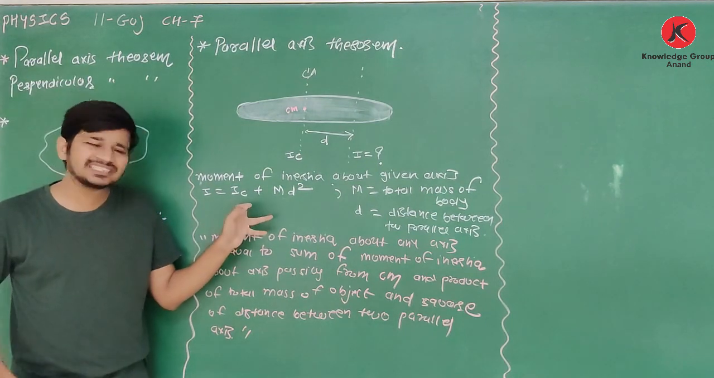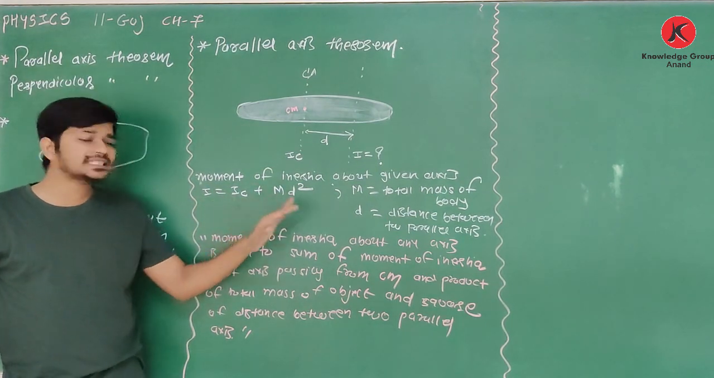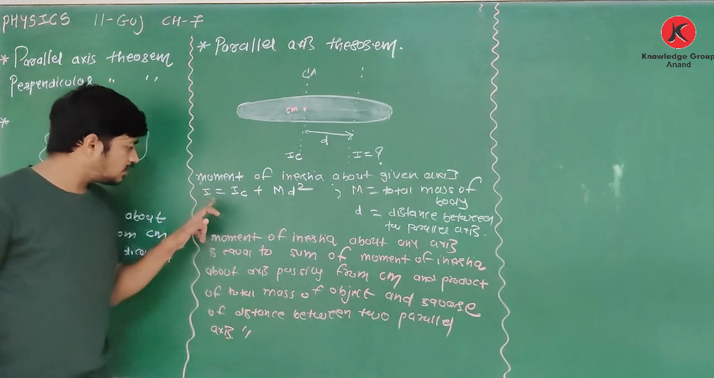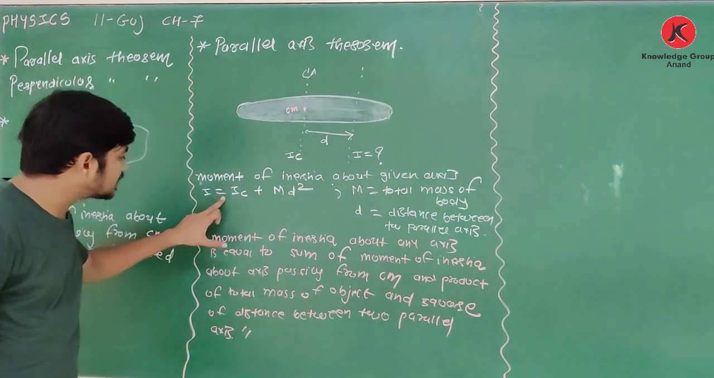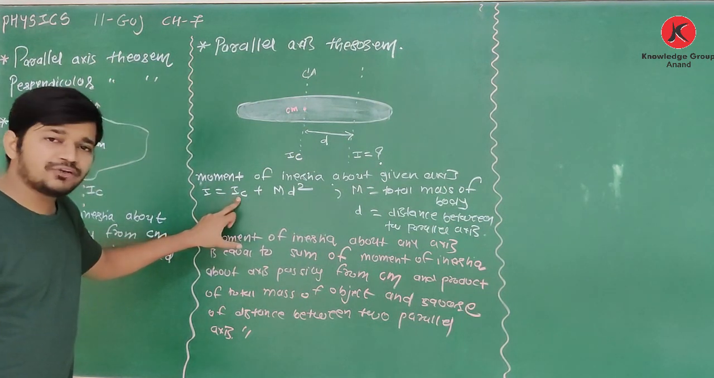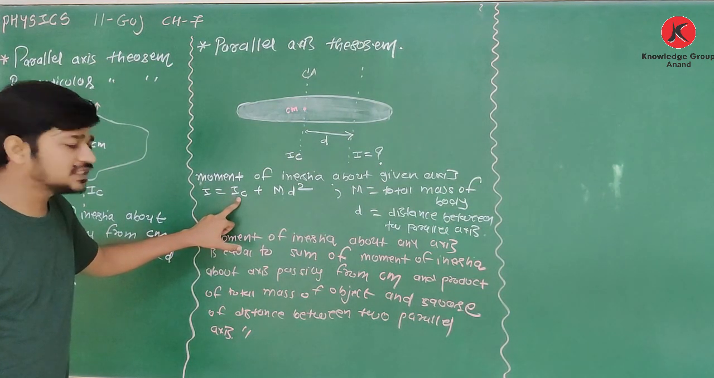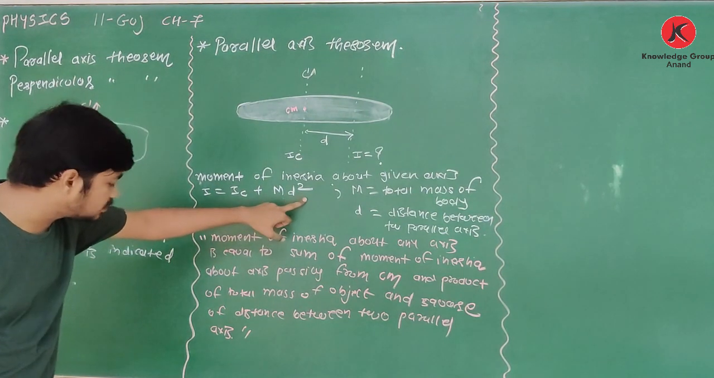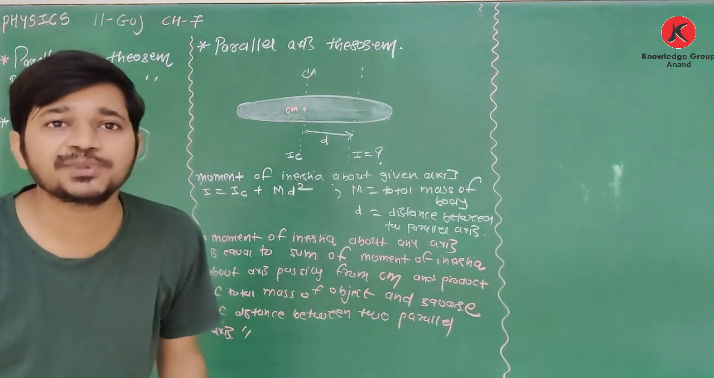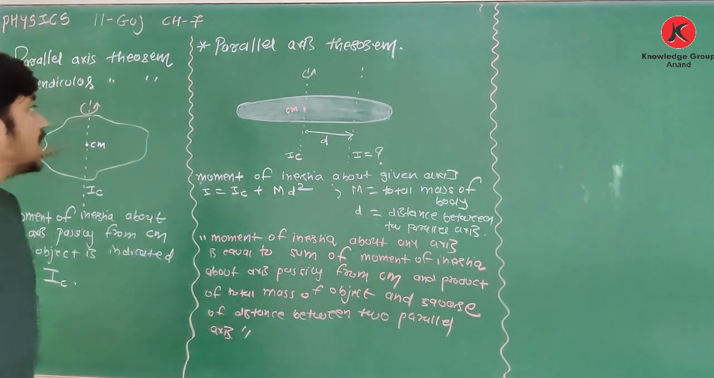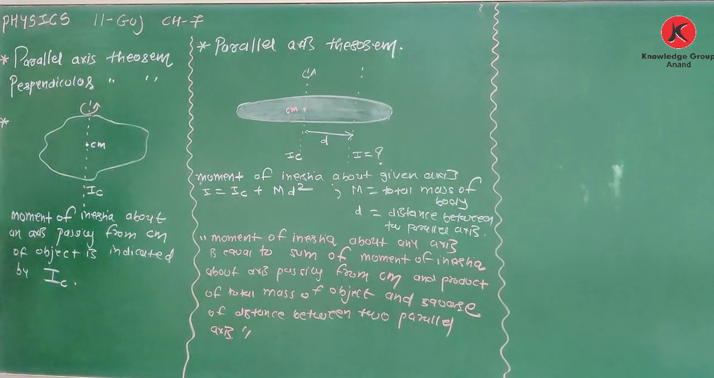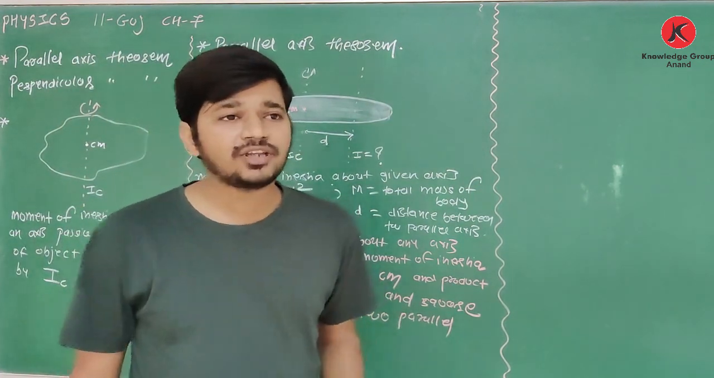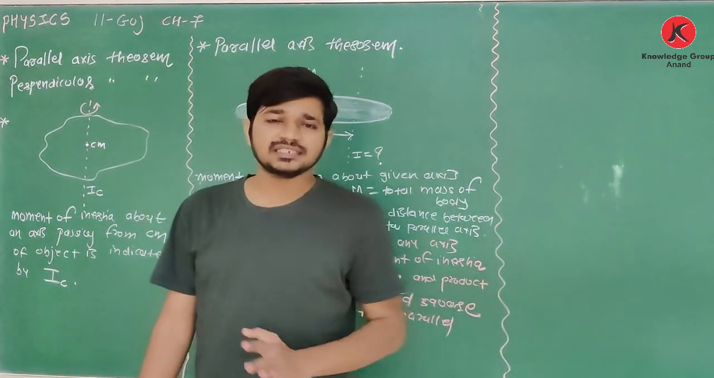Yes, the equation is easy. I is equal to IC plus md square. With the help of this equation, you can make this statement: the moment of inertia about an axis is equal to the sum of the moment of inertia about an axis passing through its center of mass and the product of total mass and square of the distance between the two parallel axes. Simple. Yes or no? So yes, it is the parallel axis theorem. How to use the parallel axis theorem, that we will see by taking a number of examples.